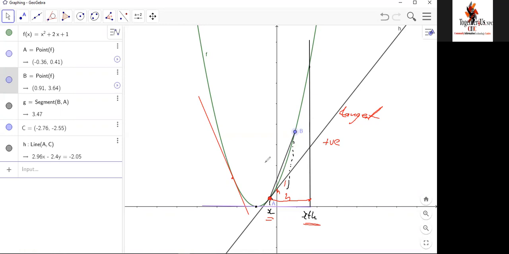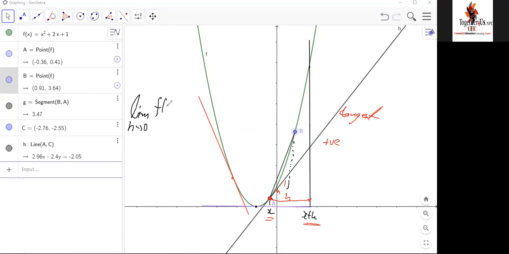Then we can see that this average gradient is becoming almost the same as the gradient of the tangent. And as a matter of fact, when h is 0, it does equal the gradient of the tangent. So we're going to represent this as a limit. And this is where limits come in, right? We're going to say, well, the limit as h approaches 0.